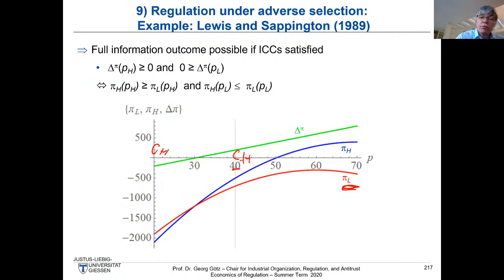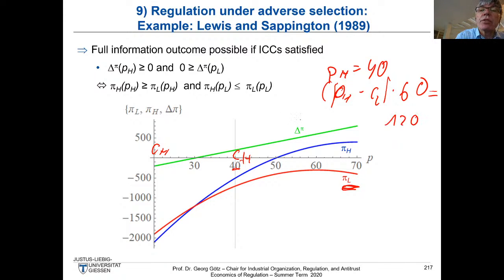You get a revenue of... I better write it down here. PH is 40, so PH minus CL times Q of PLH, 60, would be just 1200. And you get a transfer TH of 500, but your fixed cost FL is 1900.